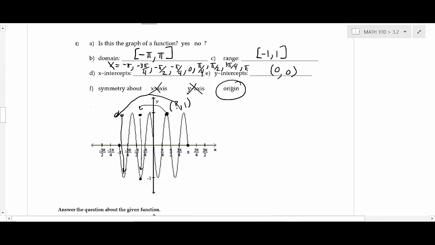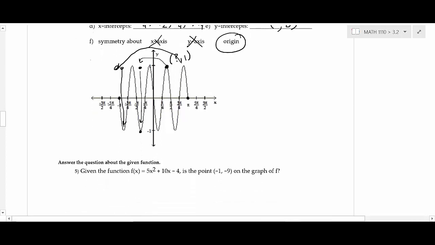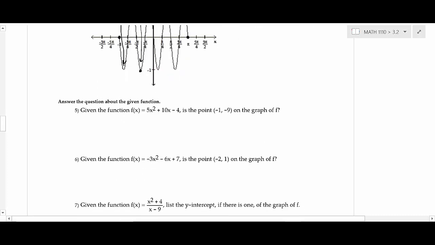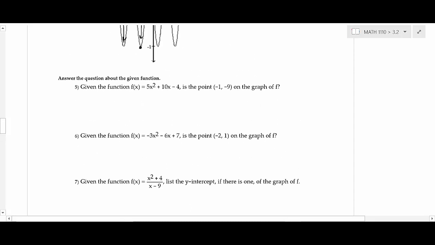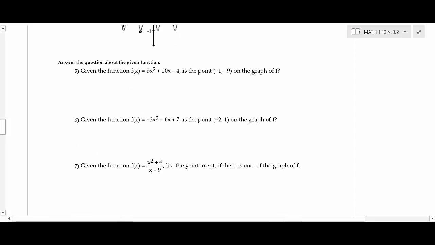All right, so that's the first kind of thing that you want to make sure that you know how to do. You're given a graph, and what you want to do is be able to answer questions about it. That's typical observation of graphs. Next thing we're going to look at, because in this section we're just learning basic properties of functions, is some things like this. I'm going to just go over this.